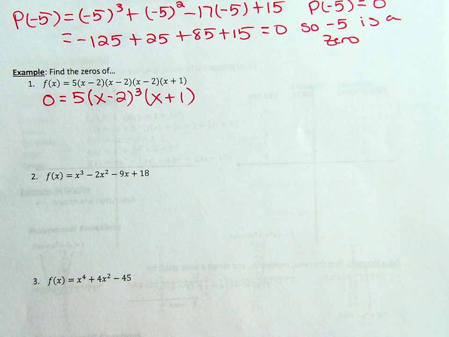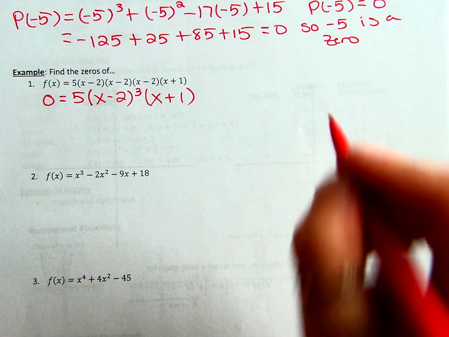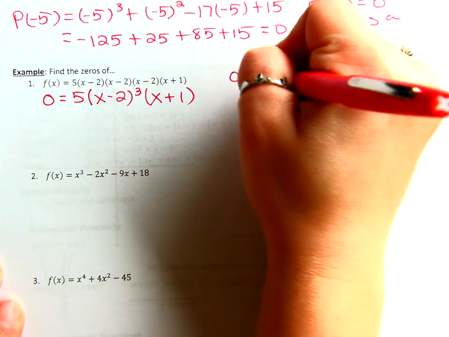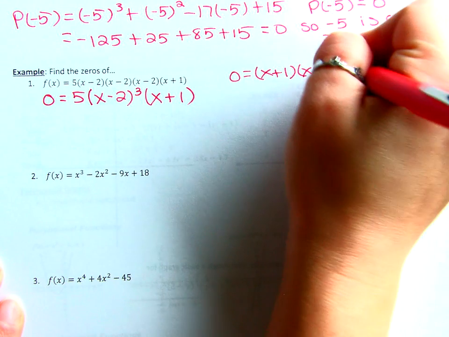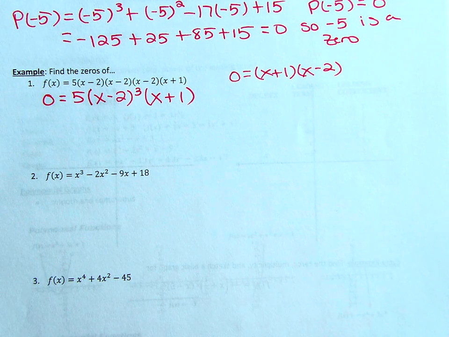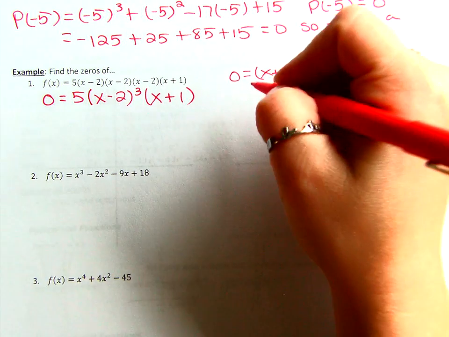Come on, what do we do? If I had 0 equals x plus 1 times x minus 2, and I wanted to know where x was 0, what would I do? I set them equal to 0, right? I'd set x plus 1 equal to 0 and x minus 2 equal to 0, and figure out where my x's are. That's exactly what we do here.